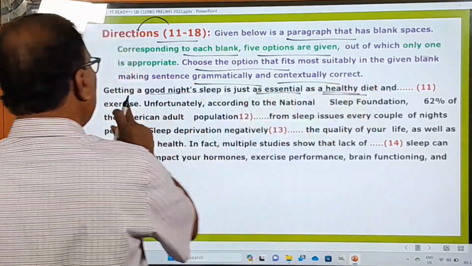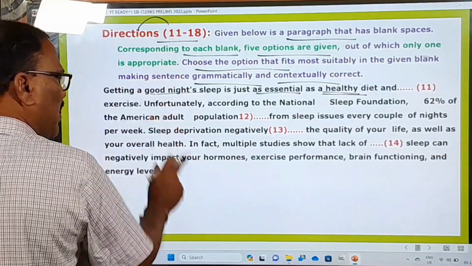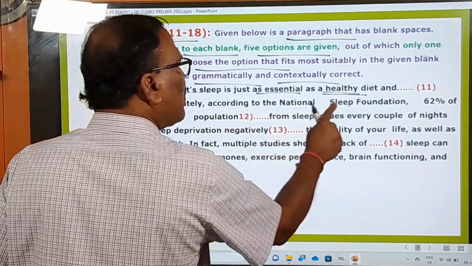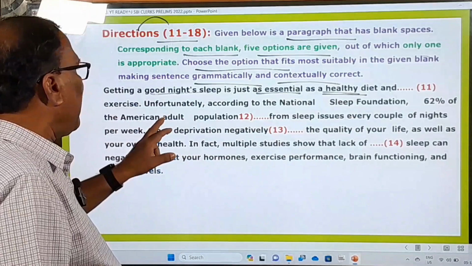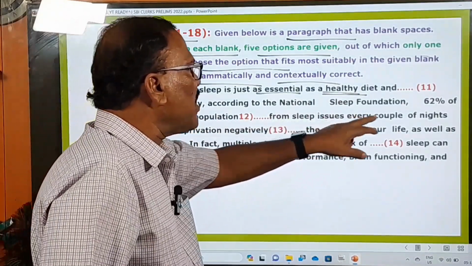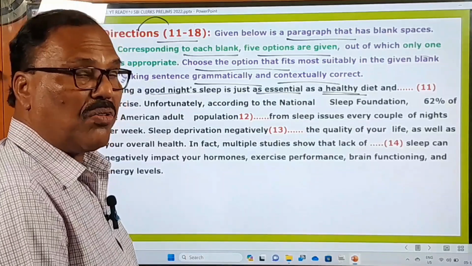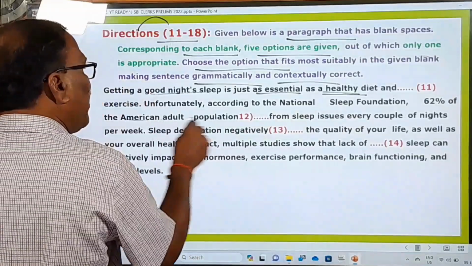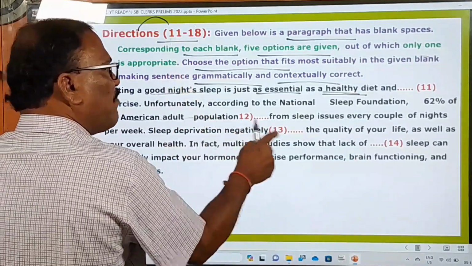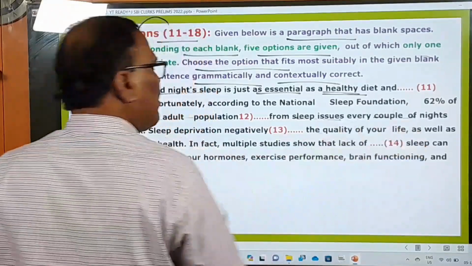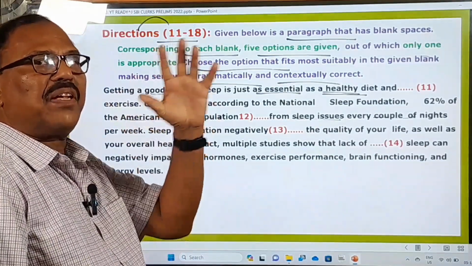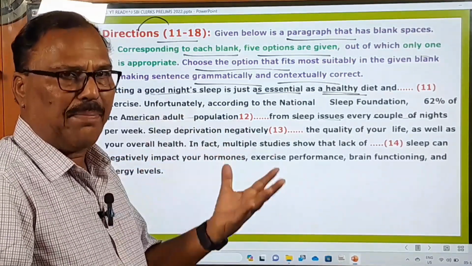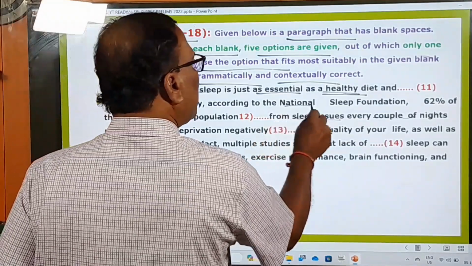And dash exercise. The dash is there. Let me explain this one first, and afterwards I'll give you the answer choices. Unfortunately, according to the National Sleep Foundation, 62% of the American adult population dash from sleep issues every couple of nights per week. At least for 2 nights every week, 62% of American adults are suffering from sleep issues. Sleep issues means issues pertaining to sleep. This is according to the National Sleep Foundation.